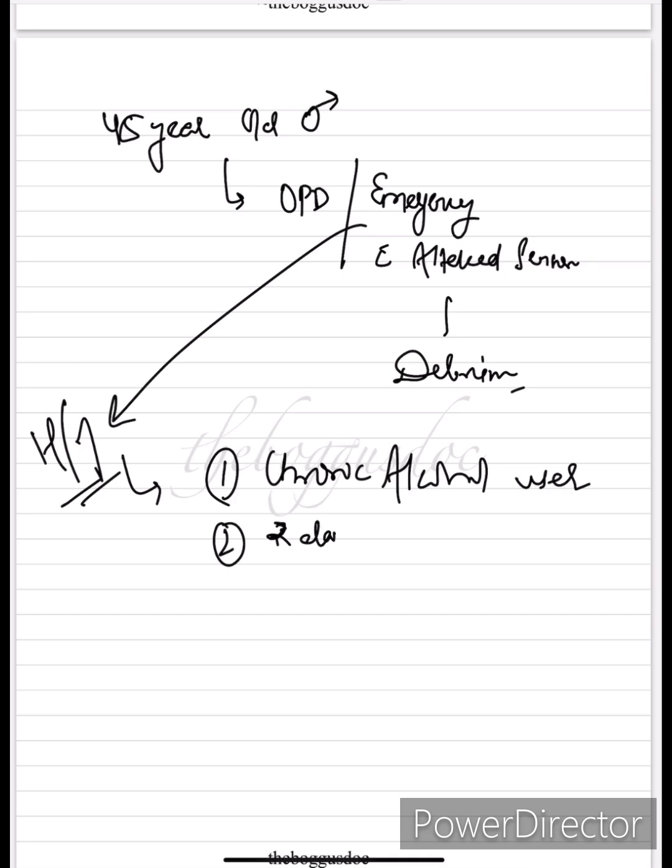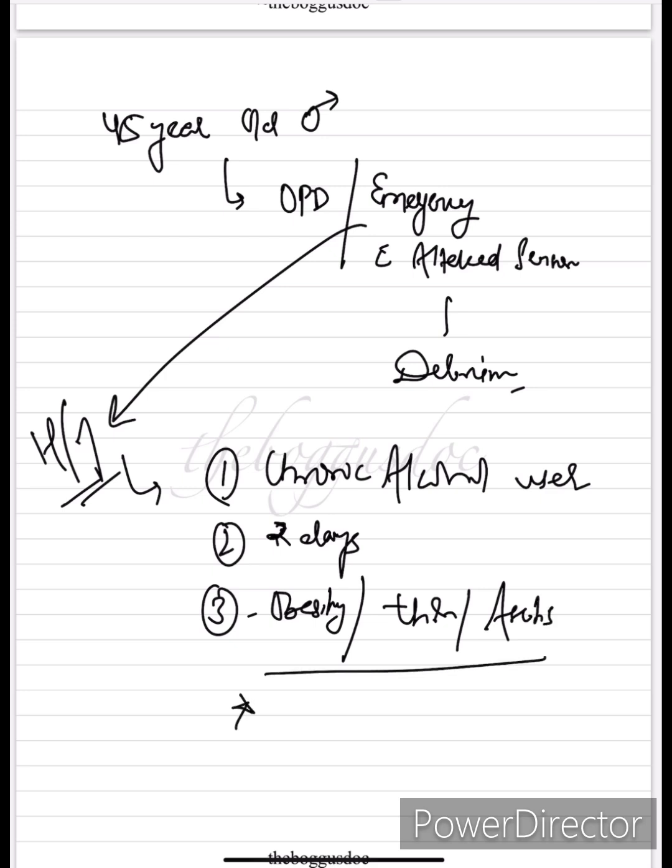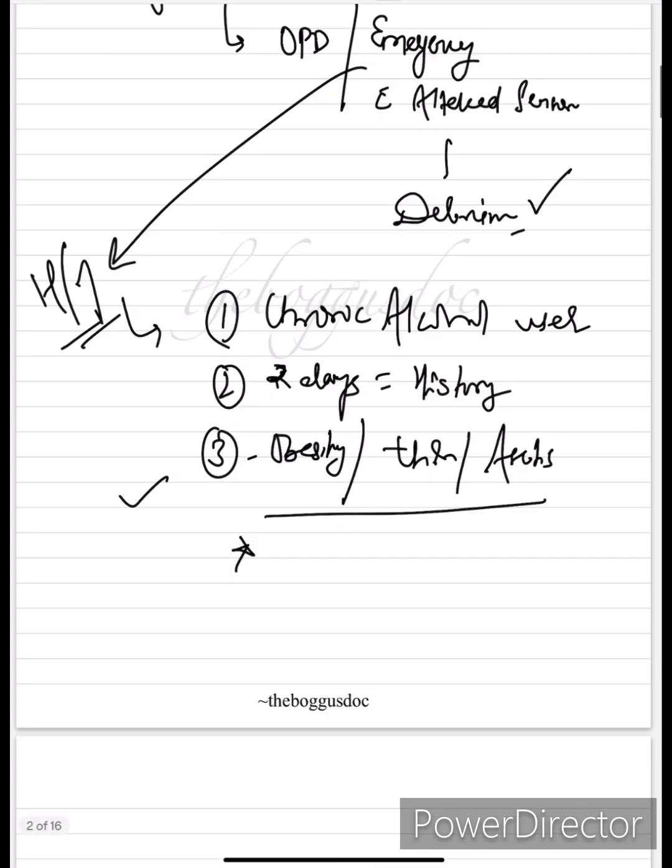Second thing, he is altered from the last 2 days. First thing that comes to mind, and when you see, he is a little bit obese, or he can be thin, or you can say he has ascites. These are the three things you see in that patient. A 45-year-old male comes to your emergency at night with altered sensorium, or you can say delirium. If you ask the patient, he is confused. You are asking something and he is answering something different. He is a chronic alcohol user. The history is of 2 days, and he can be obese or thin, or can have ascites.